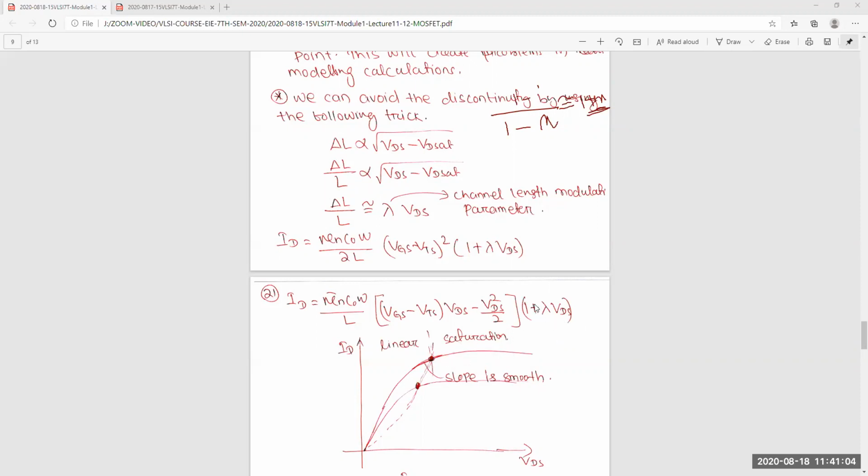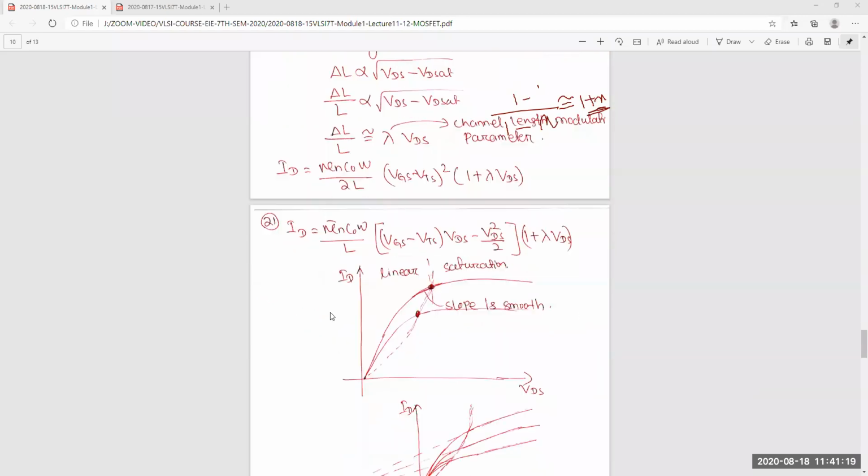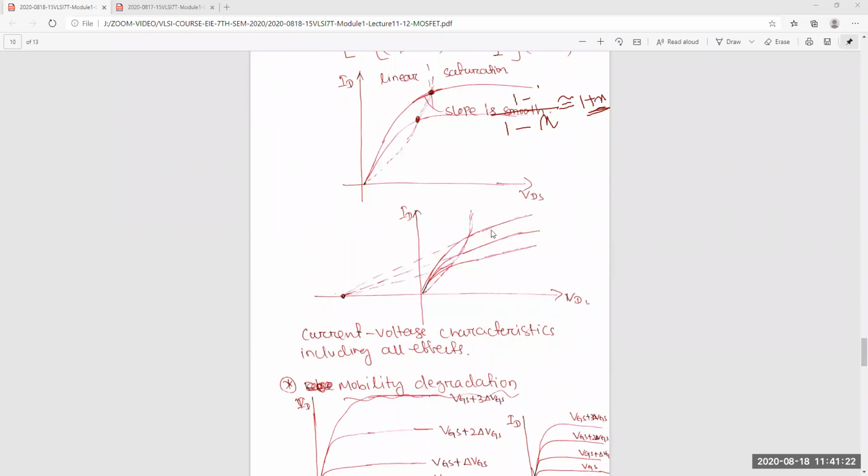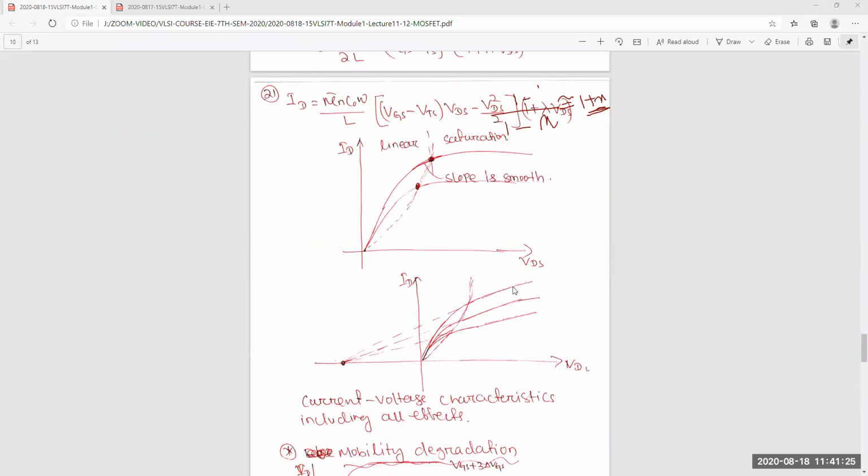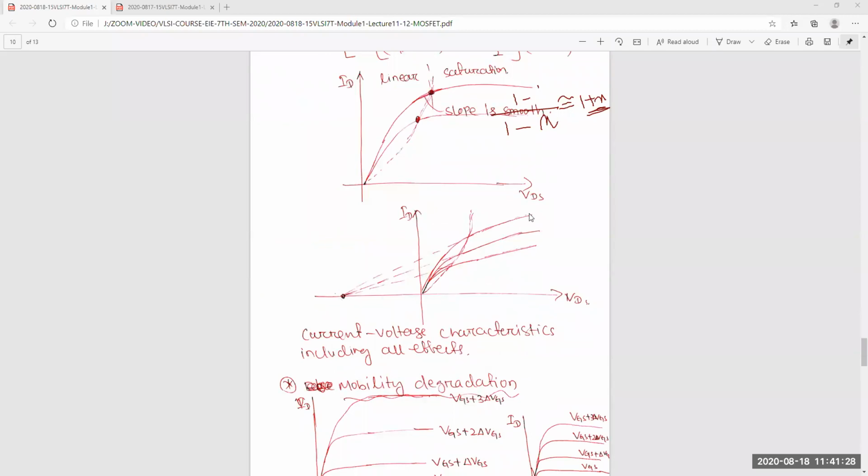That's why we have included this part, and it will not affect much on the ID, because in the linear region VDS is very less, so this part will be very small. So it will not affect much on the current. You can see the smoothness; this is the smoothness due to this addition. All the slopes are meeting at one point, the slope is not zero. In the BJT this is called the early voltage. Here also you can call it the early voltage. All the slopes will meet there.